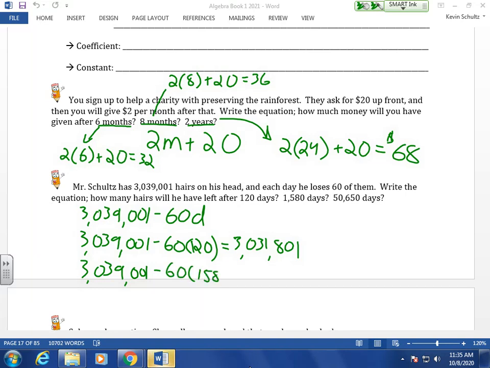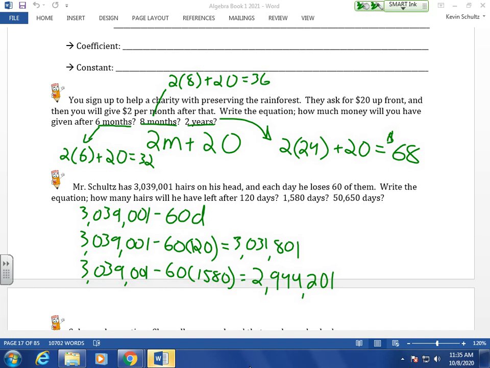How about after 1,580 days? Nothing in the equation changes except that variable, which will affect that negative 60, because now I'm losing more hairs, right? More time has passed, but that starting number is still constant. That's what I started with. How many hairs after 1,580 days? Elise? 2,944,201.